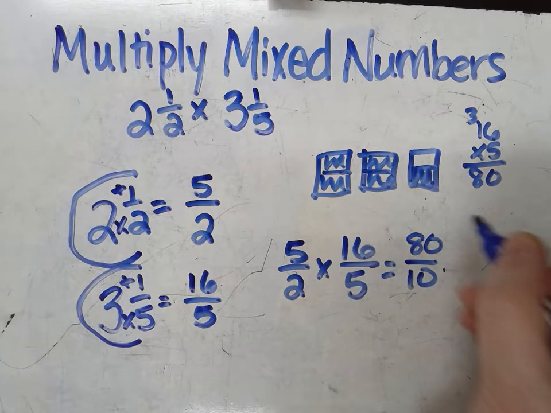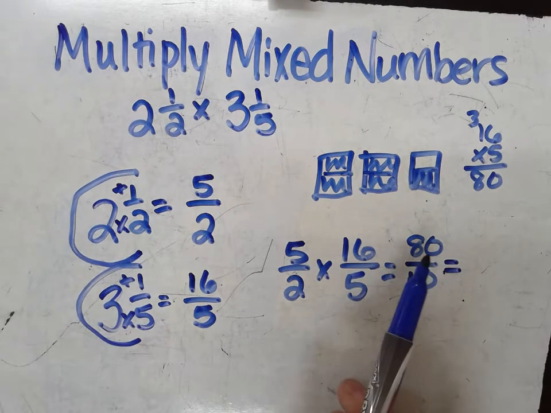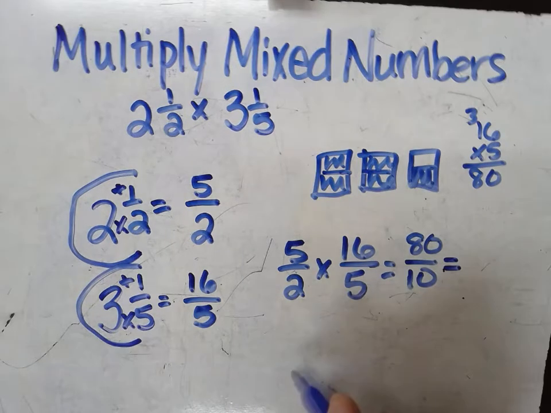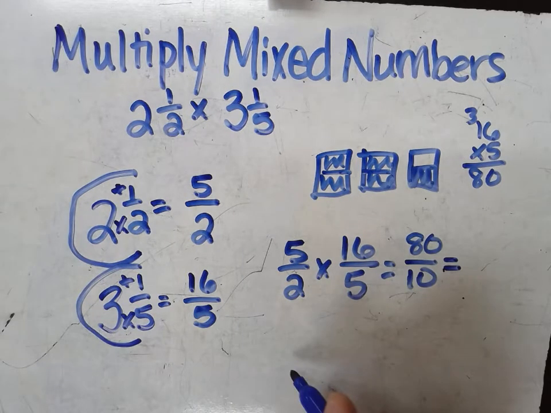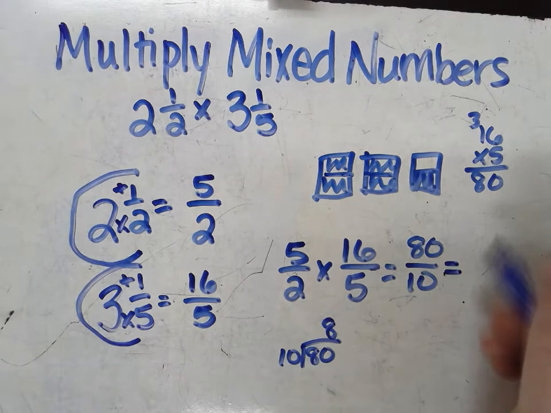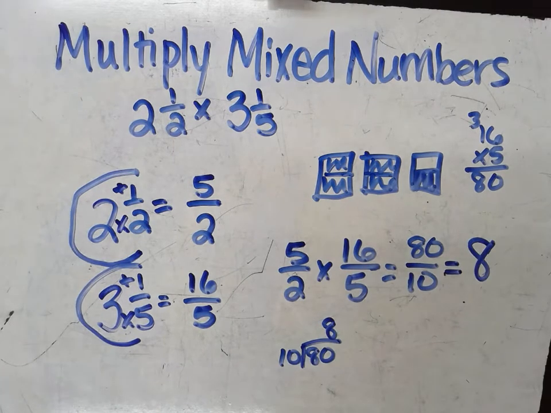And now I can simplify. We tell students this is a division problem, 80 divided by 10. So if you actually do 80 divided by 10, 10 goes into 80 8 times with nothing left over. So 2 1/2 times 3 1/5 equals 8.